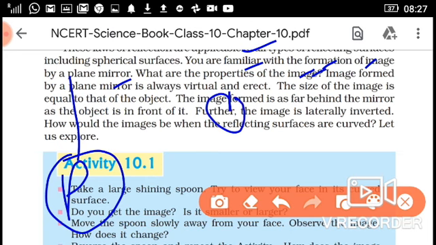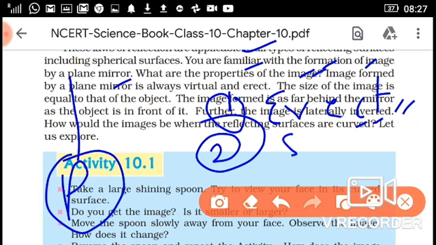First property, the image will be straight, meaning erect. Erect means a straight image. If you see yourself in the mirror, you will get your erect image. This is the first point. Second point, the size is the same. It will not happen that you look in a plane mirror and your size is less. If you are 5 feet, then when you see in the mirror you will not become 7 feet high. Okay, your size will be the same.